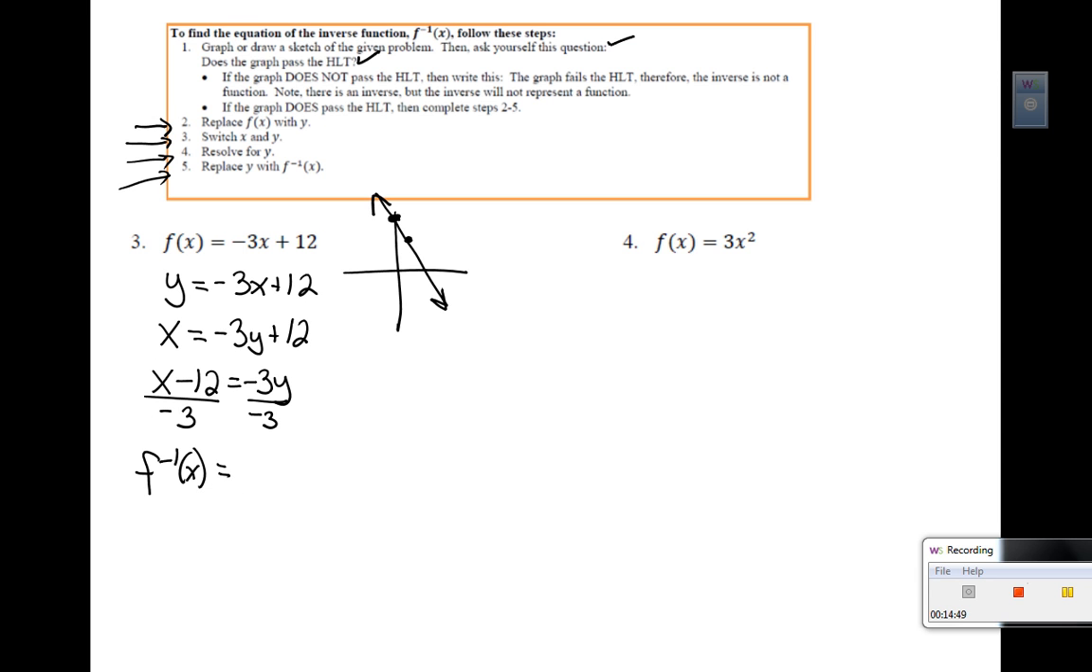And I'm going to write this. X minus 12 over negative 3. That's the easiest way to write it. You could, if you wanted, write it like this. 1 over negative 3 x. Negative 12 divided by negative 3 is positive 4. So either of those would work. This is going to be your simplest.